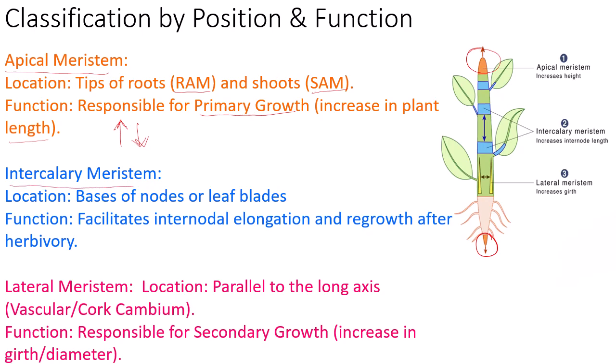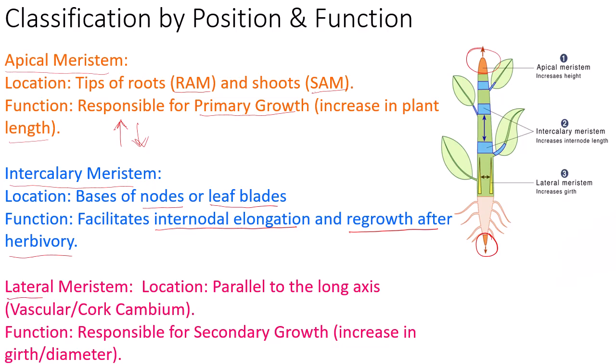Intercalary meristem, its location is actually the nodes and leaf blades. It is present at those locations. Function is like internodal elongation and regrowth after any kind of herbivory. Usually this can be seen in monocotyledonous plants.